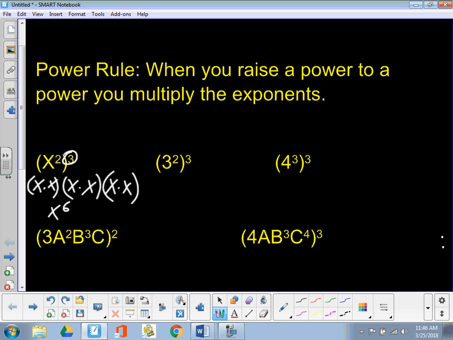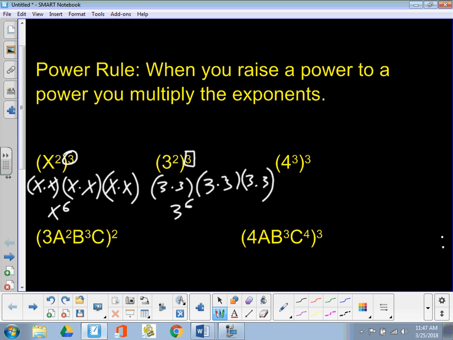If we look at our second example, we have 3 squared to the 3rd power. Well, 3 squared means 3 times 3. And when we raise that to the 3rd power, we need to do that 3 times. And now, once again, we have 6 3's, so it's going to be 3 to the 6th power. And if you think about it, 3 squared is 9. 9 times 9 is 81. And 81 times 9 would be 729.